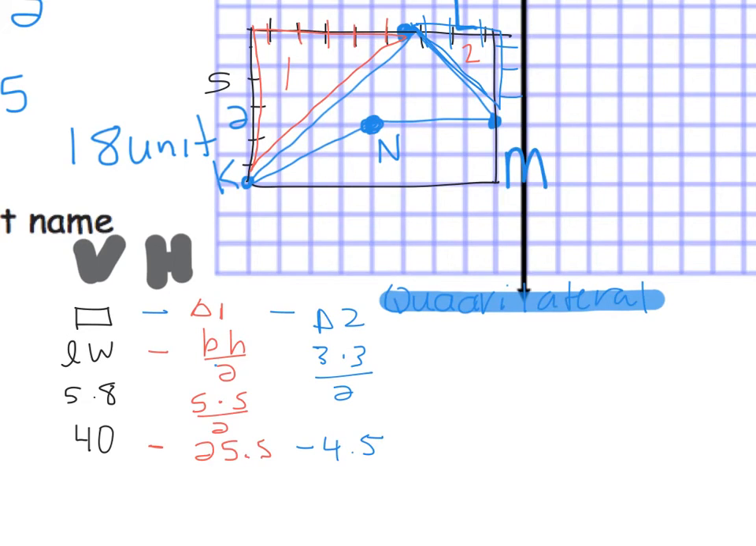Then I see, let me change colors here, this rectangle right here that I have to take off. So my length is 2, my width is 1, 2, 3, 4. So length times width, 4 times 2, so I have to take off 8. So that was my rectangle. And so then the last part that we need to take off is this very last triangle right here.